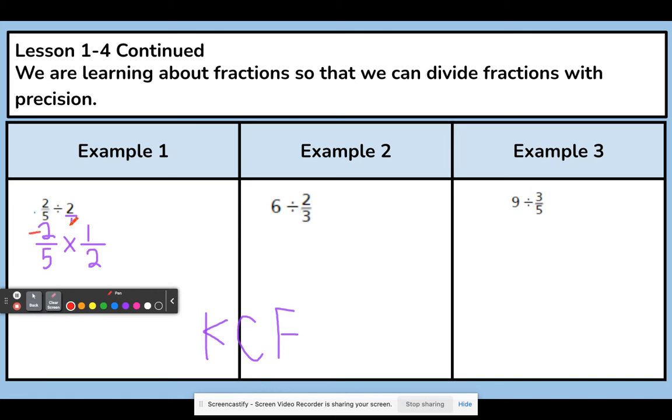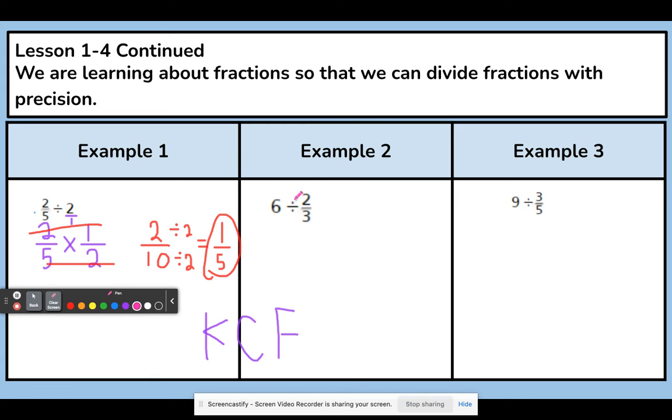I multiply straight across. 2 times 1 is 2. 5 times 2 is 10. I'm going to do a little self-check. Is this simplified? Nope, because they're both even. So I know 2 goes into the top and 2 goes into the bottom. So I'm going to simplify real quick, and my answer is 1/5. So that is called the quotient because it's the answer to a division problem. So let's do the next one.